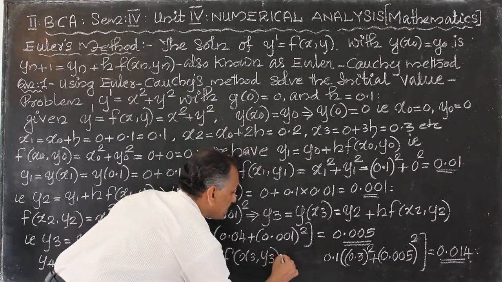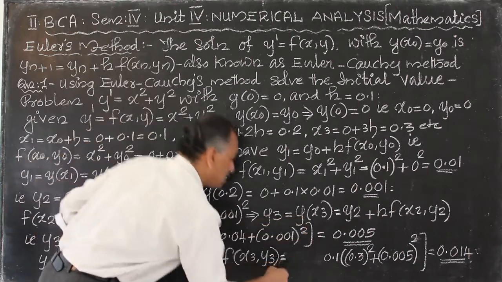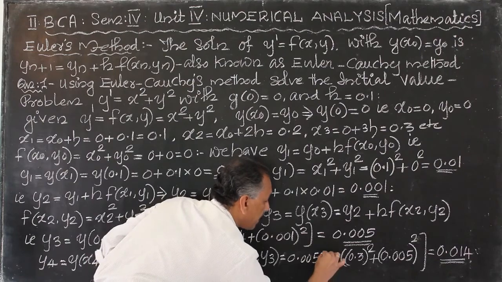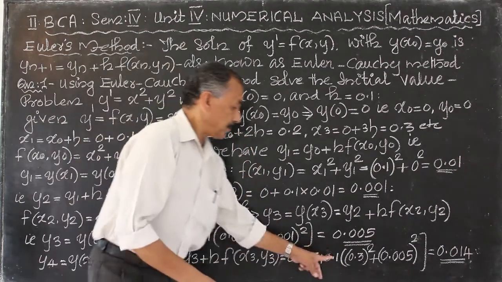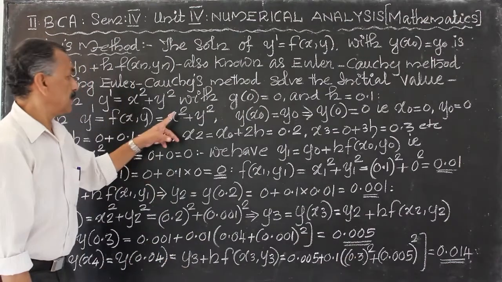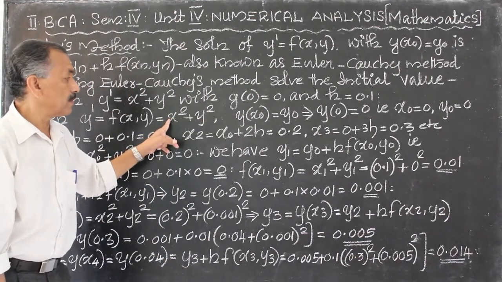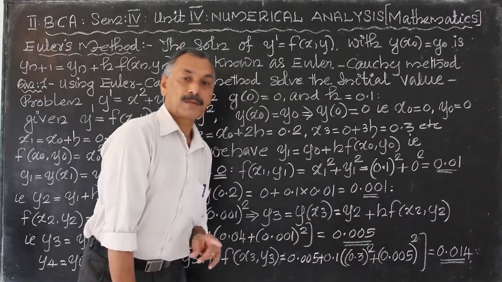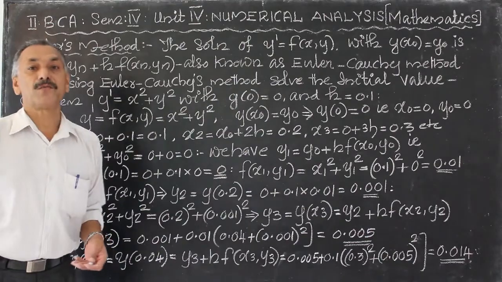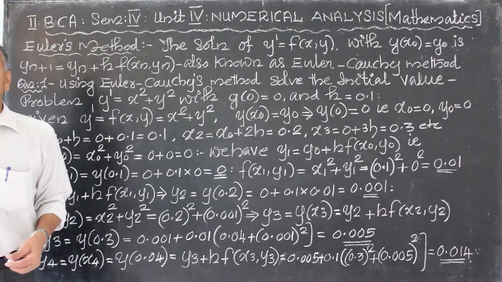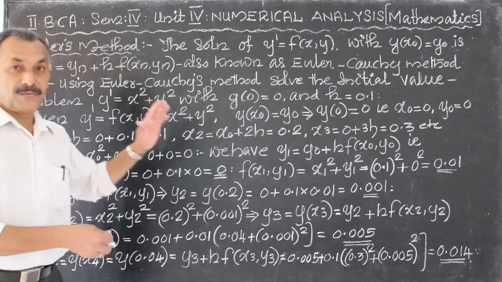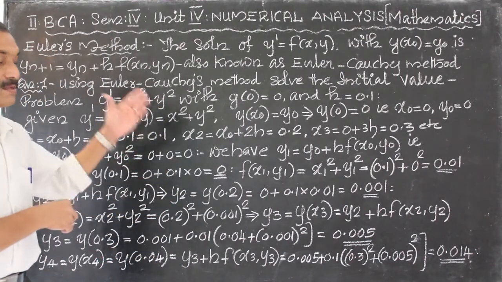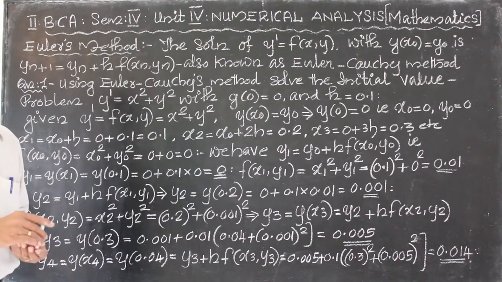0.005. y3 plus the value of y3 is equal to 0.005 plus h into f of x3, y3. Put the x in the power x3, x3 is 0.3, y3 is equal to 0.005 square. I'll simplify that, 0.014. See? And then this is the value of the solution at x1, x2, x3, x4. That is the values of the integrated formula in the form of tabulated formula.